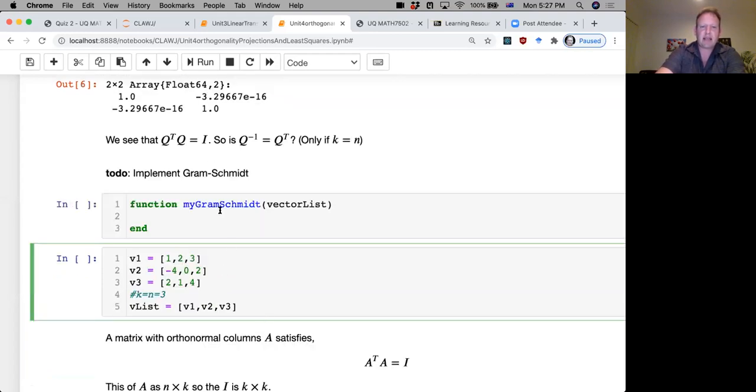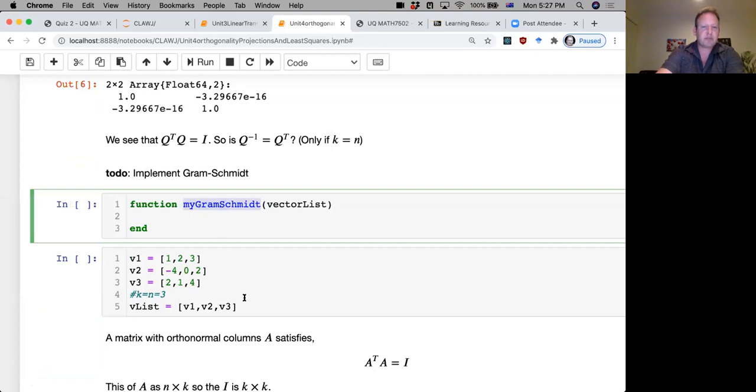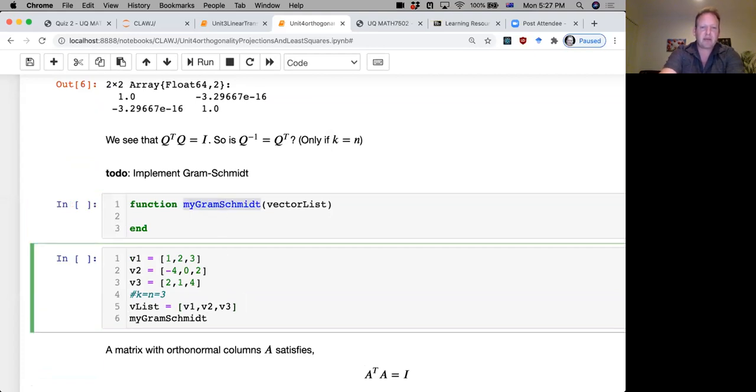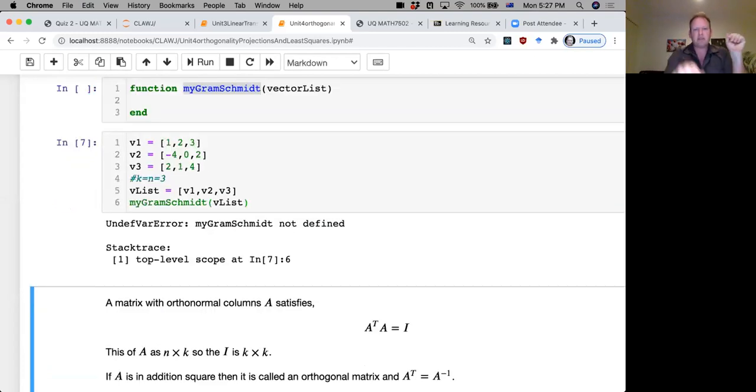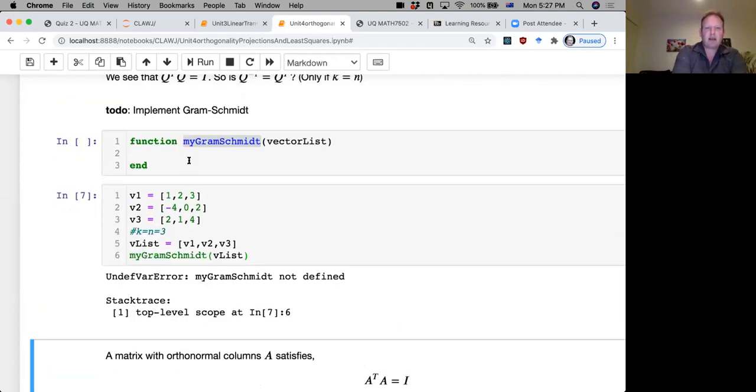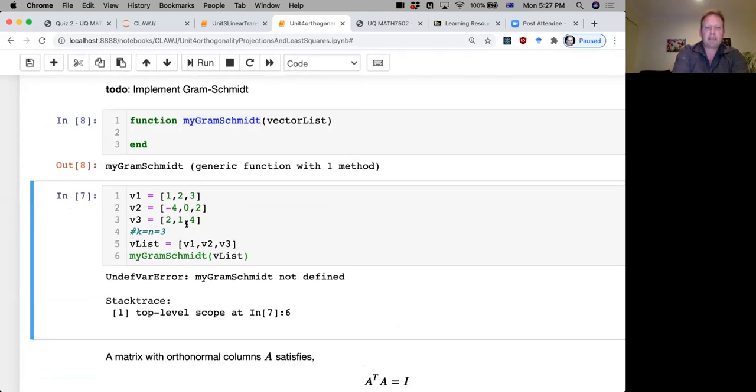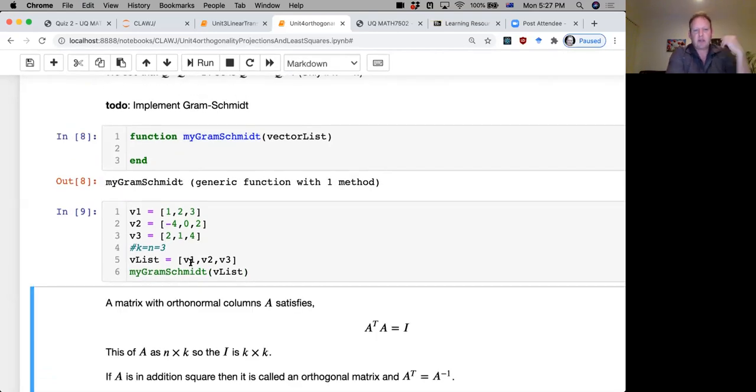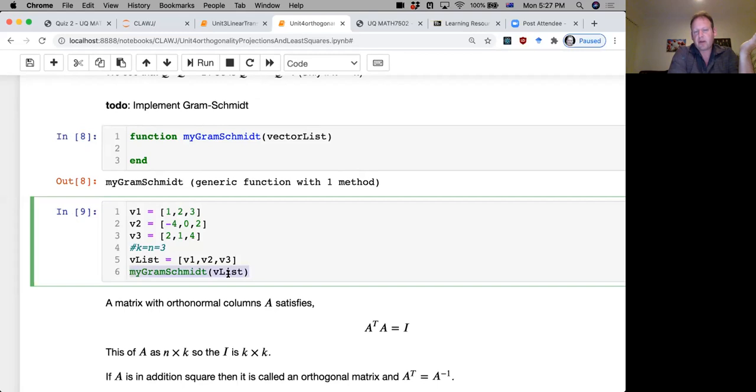Then what our function, which we still didn't implement, does is my Gram-Schmidt on this V list, and what we hope is that it will give us the vectors Q. This still doesn't work yet, but we hope it will give us the vectors Q.